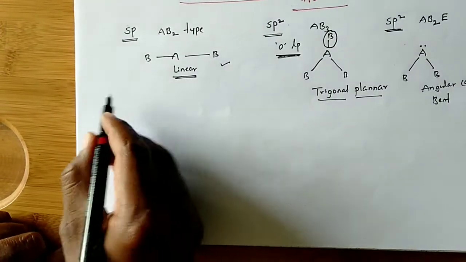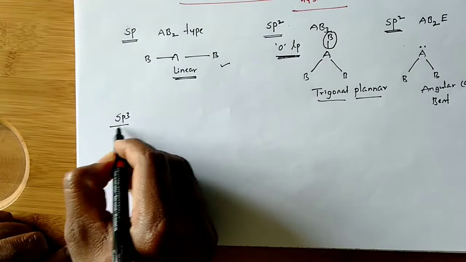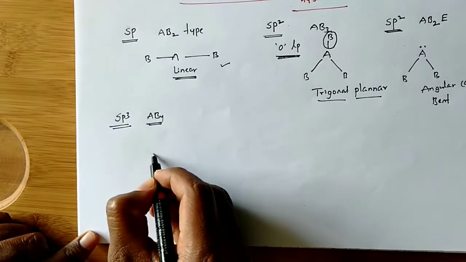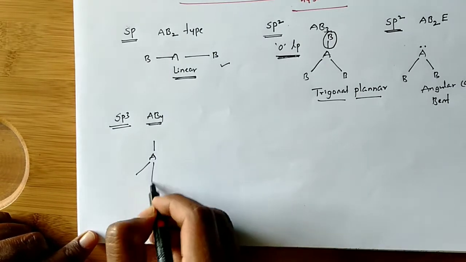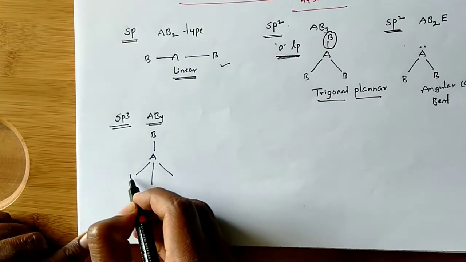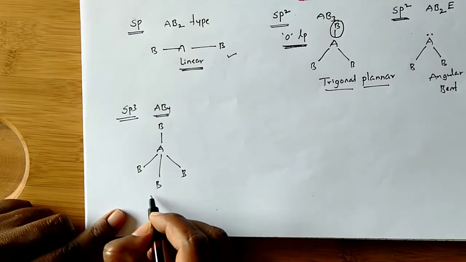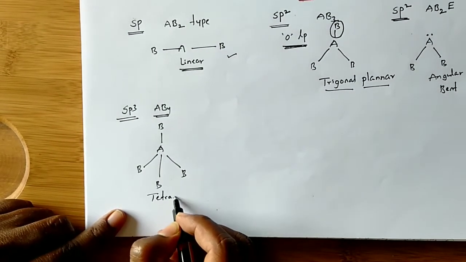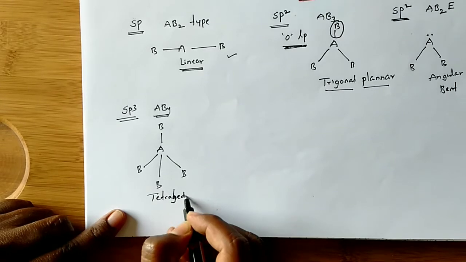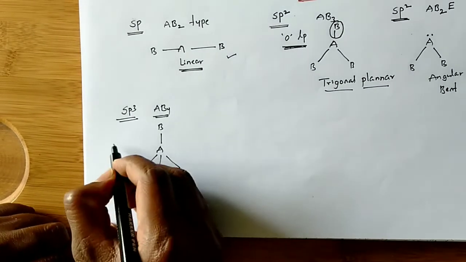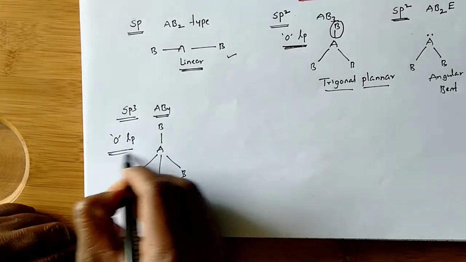See, for sp3, AB4 type. A is the central atom, and the surrounding atoms are B, like this. What is the shape of this molecule? This is tetrahedral. So tetrahedral structure without lone pair, zero lone pairs.